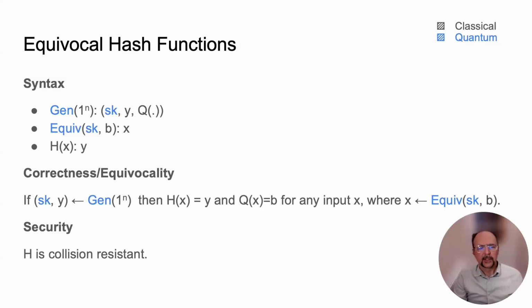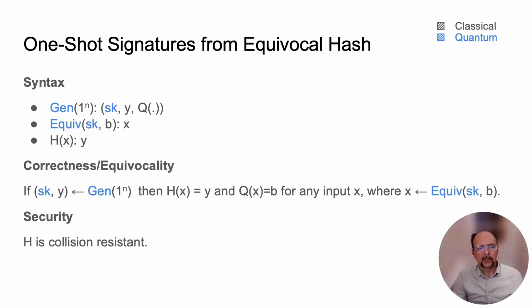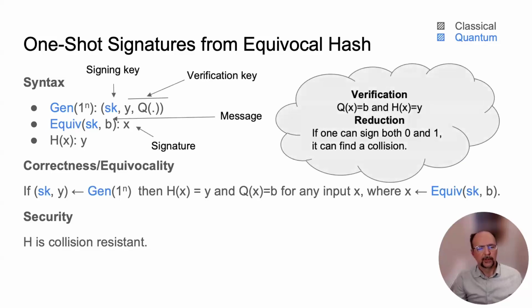And it is actually quite straightforward that there is a connection here to being one-shot. Obviously, if we were able to keep equivocating, we would be able to break this one-shot property. So the connection that we're going to make is quite simple to see. If you have an equivocal hash, it's possible to derive a one-shot signature in this fashion.